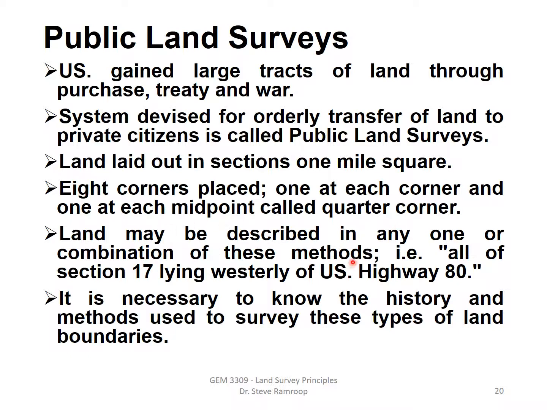Land may be described in any one or a combination of these methods, for example, all of Section 17 lying westerly of the U.S. highway. It is necessary to know the history and the methods used to survey these types of land, the USPLS, in order to write an effective description that is in line with the USPLS.